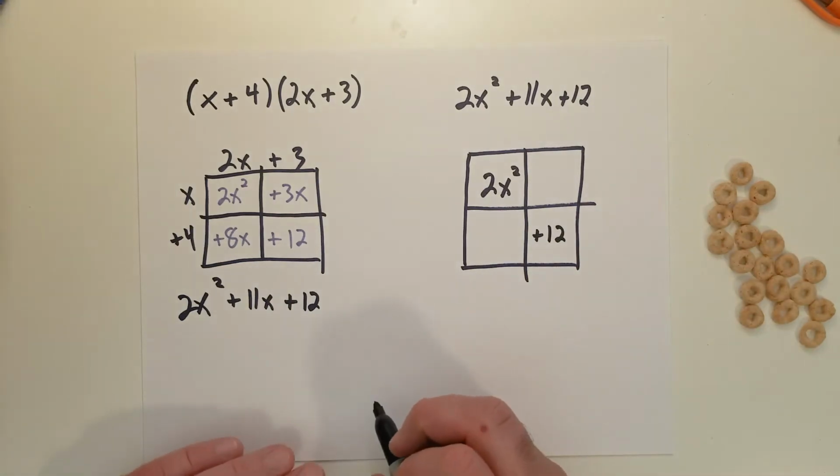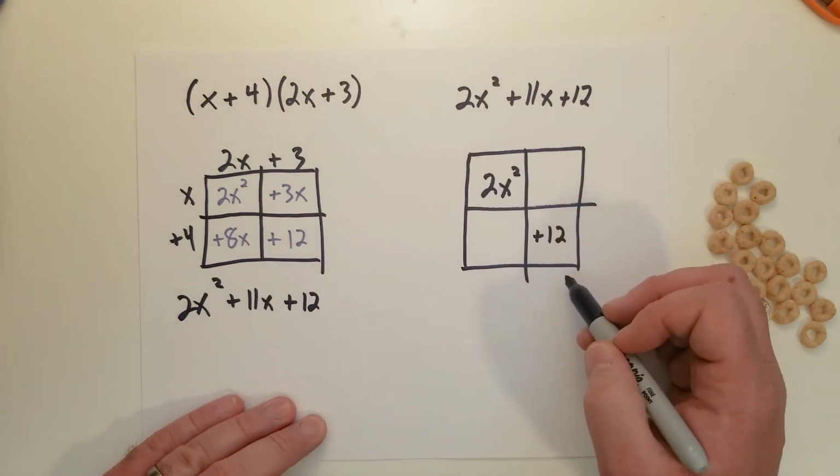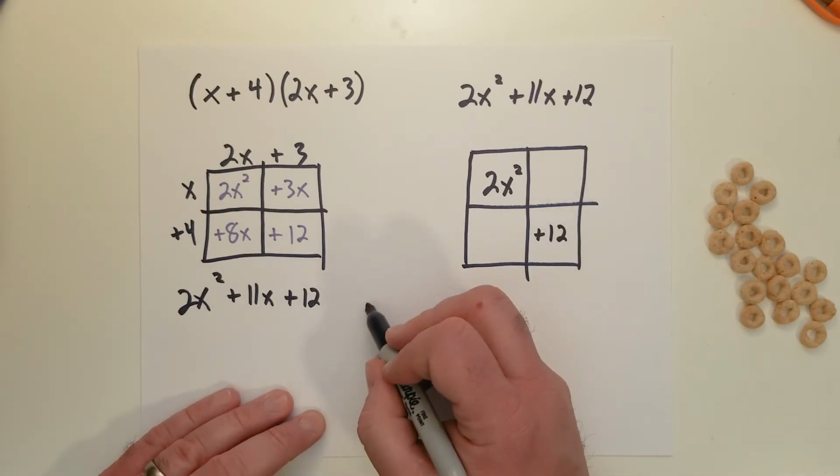Now here's the funny thing about these. These diagonals will multiply to be the exact same thing, and you can check that out here.